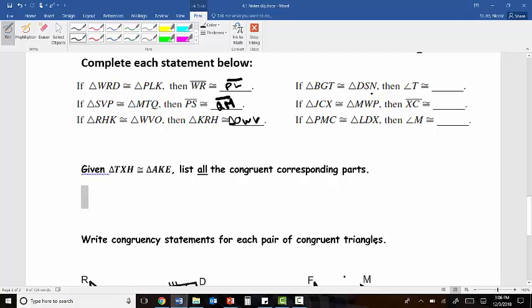T clearly matches up with angle N. XC matches up with WP or PW, whichever one. It's fine the way you order it. And then M has to correspond with D.